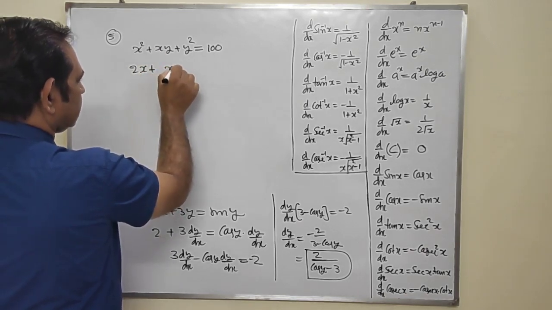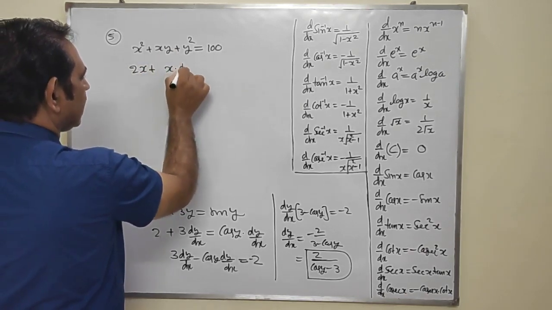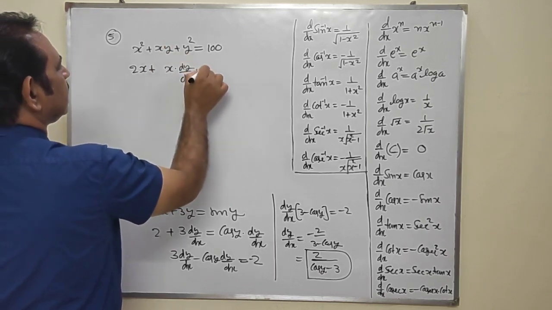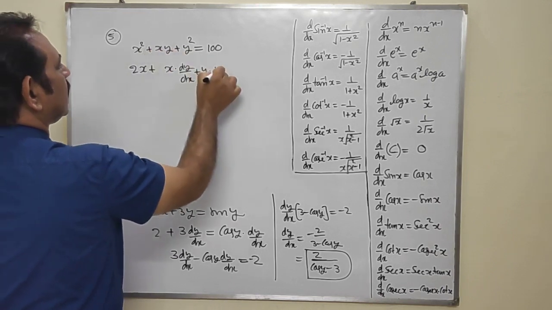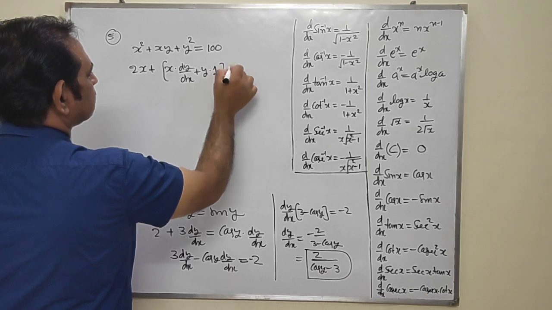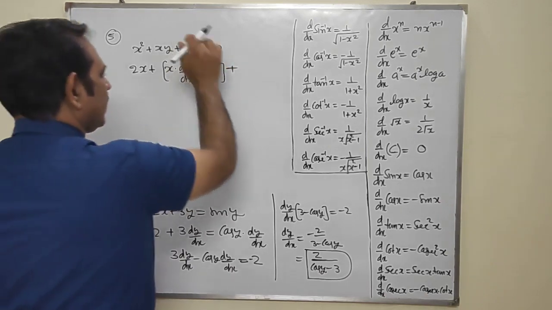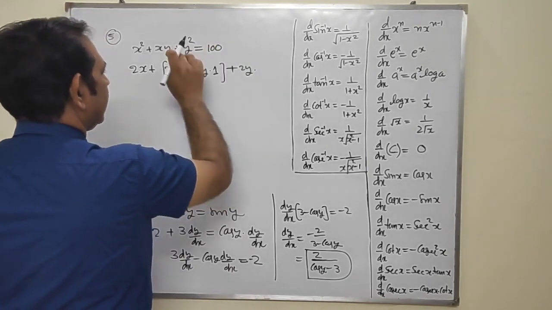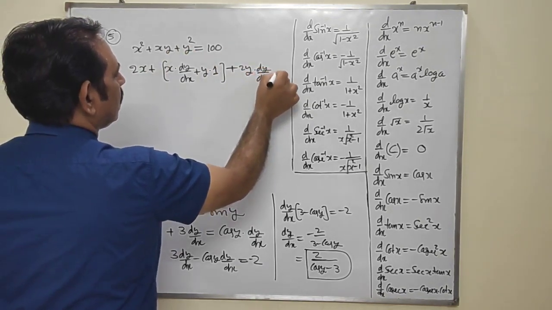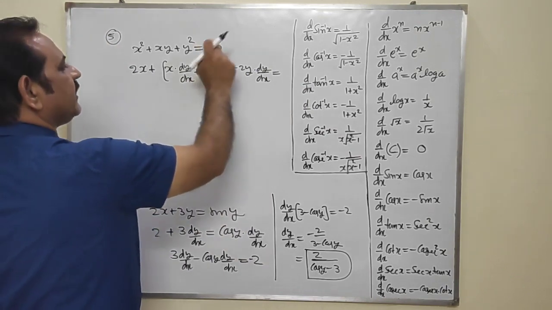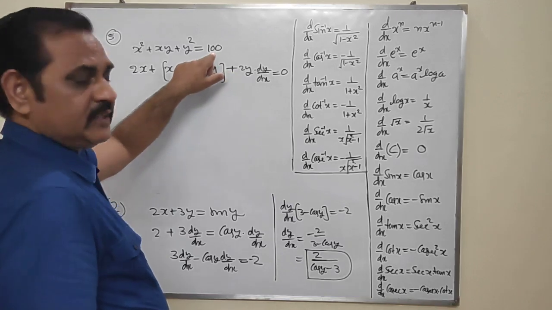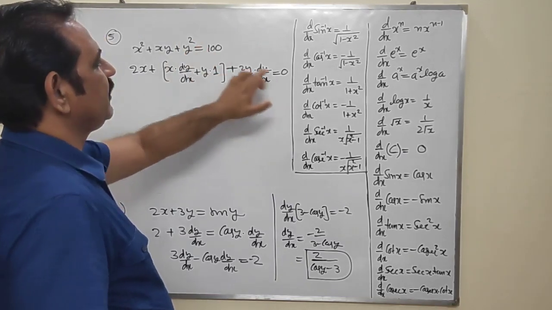First function x, differentiation of y, dy by dx, plus second function, what was second function? y, and differentiation of x is 1. And plus y square, differentiation of y square is 2y, and differentiation of y is dy by dx by chain rule. And differentiation of 100 is 0 because 100 is totally a constant term.